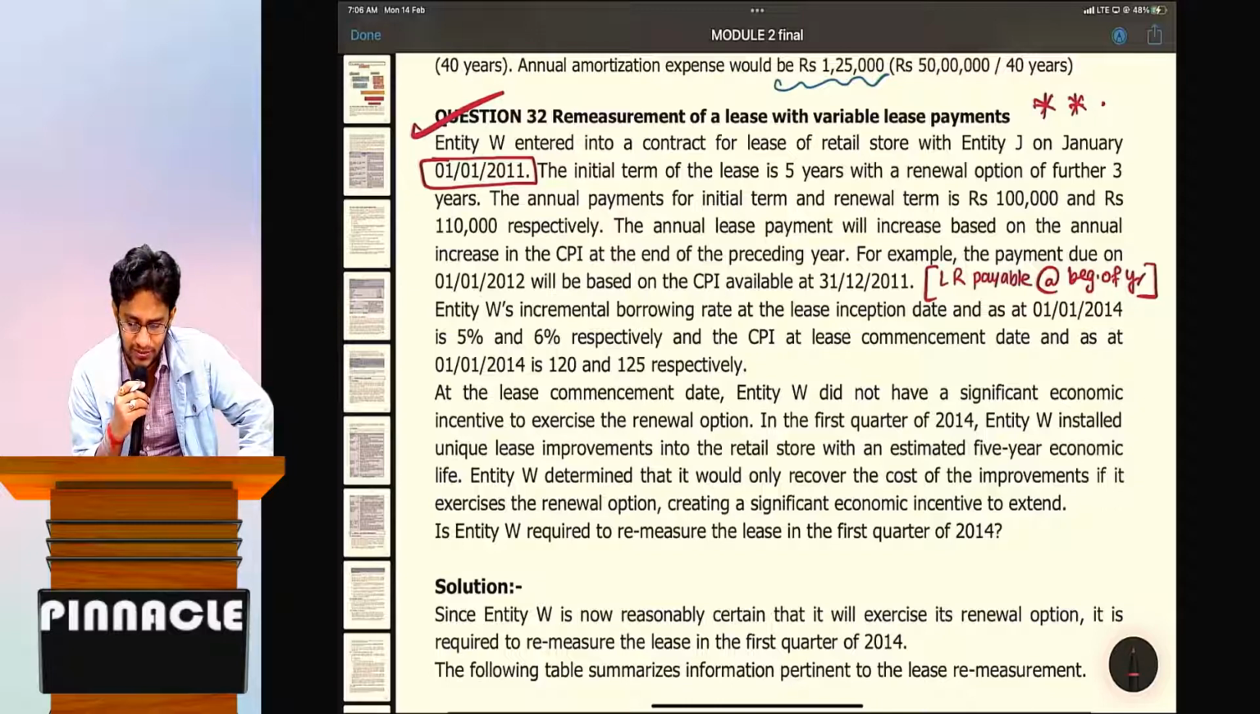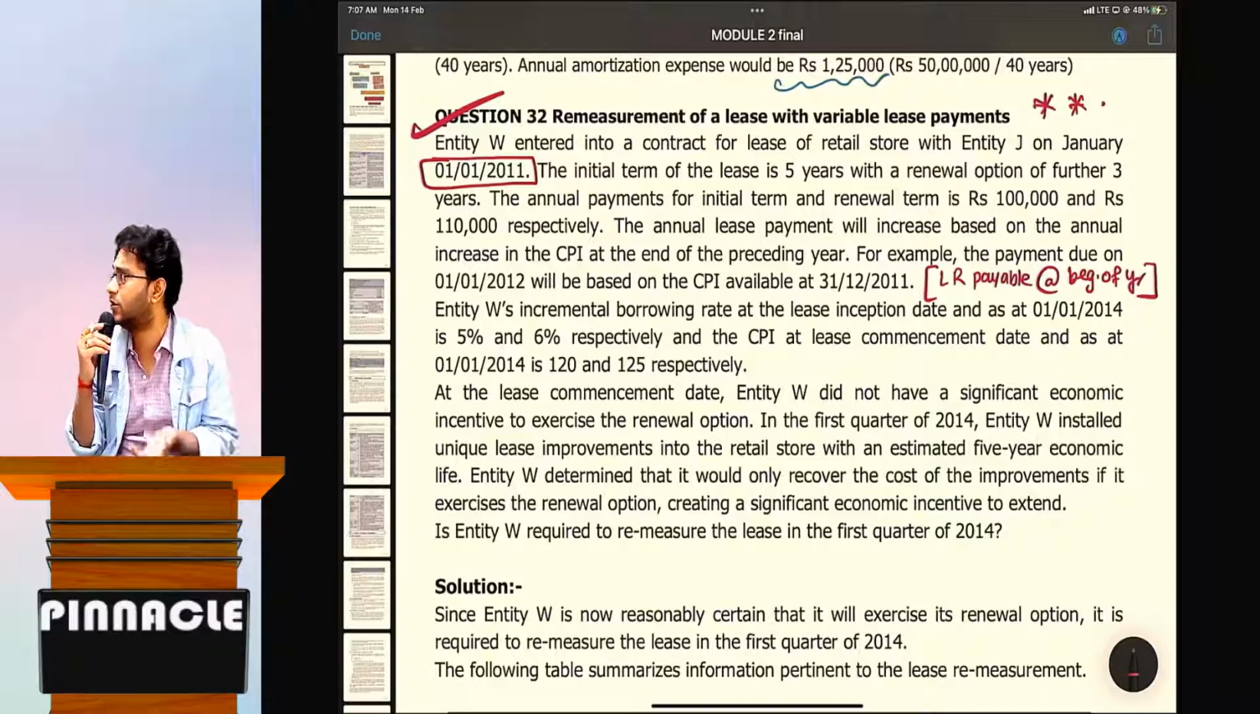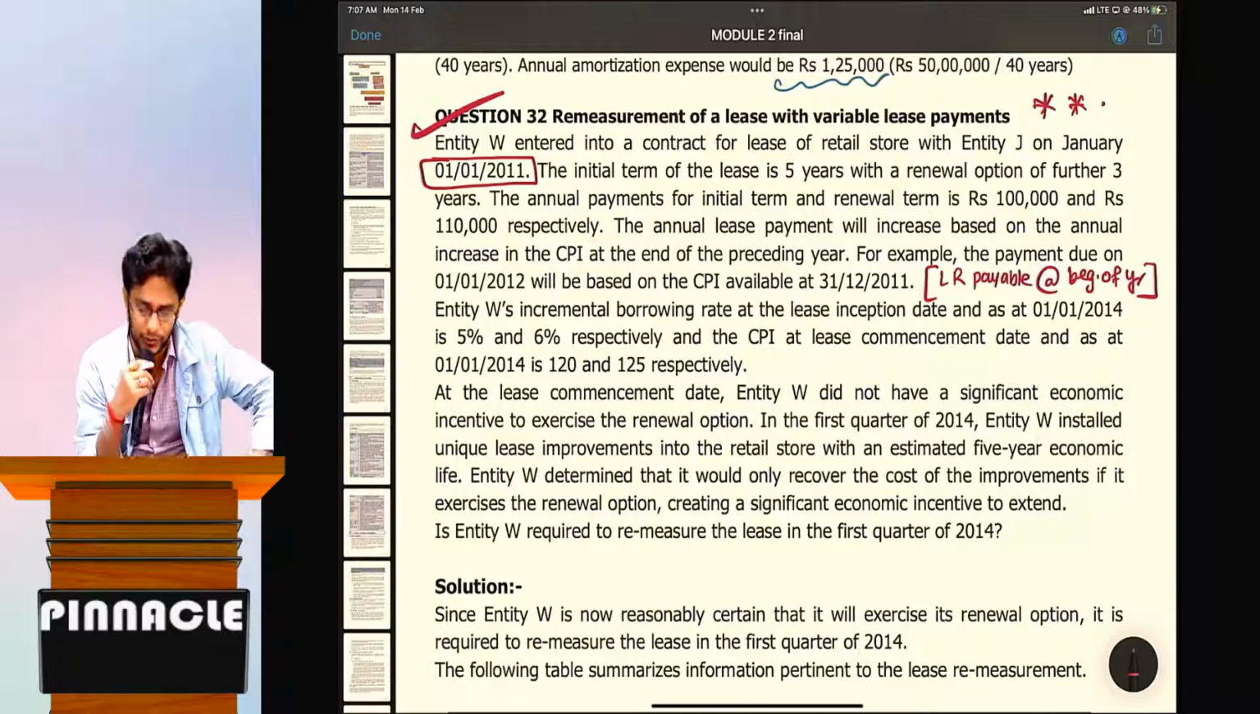At the lease commencement date. Sir, which one is the commencement date? I don't know. In the first line of the question they told that your contract date is 1/1/2011. Contract date is called the inception date. If no other information is given, you will assume that only as the commencement date also, because after we record the initial recognition entry, when no other date is given, I will have to take that only.